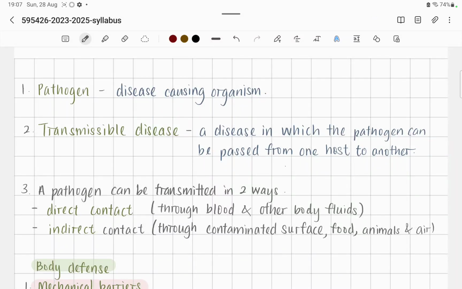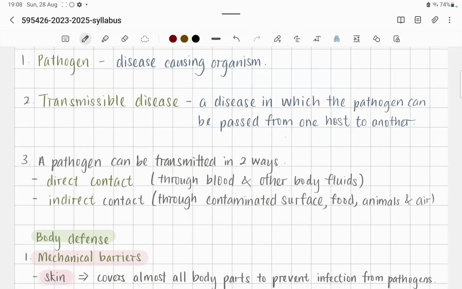So this is for your chapter 10, diseases and immunity. First things first, pathogens. What are pathogens? Disease-causing organisms. The disease that is caused by a pathogen is a transmissible disease, a disease in which the pathogens can be passed from one host to another. So it can be spread from one person to another, one animal to another.